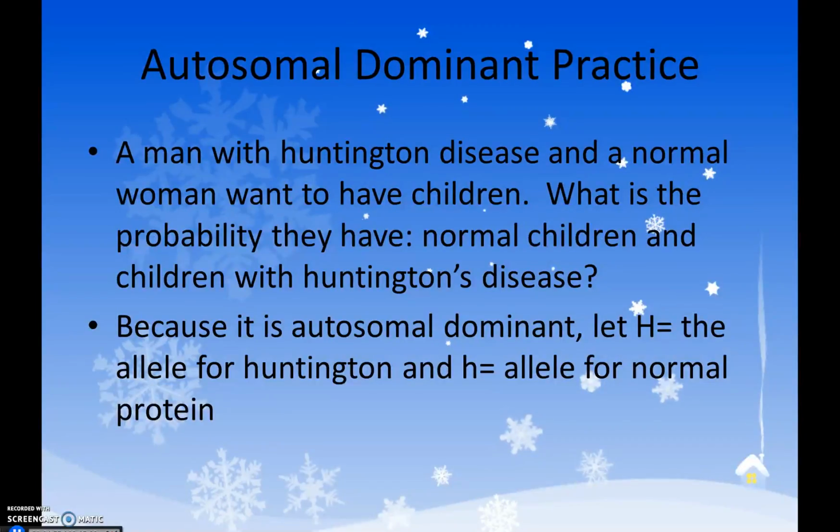Okay, let's try this out here. Let's cross a man with Huntington's disease with a normal woman, and let's just say the man is heterozygous for his Huntington's disease. With a woman, it does not run in her family. And we want to know what the probabilities of having children with the disease are. Well, this is how we do that.